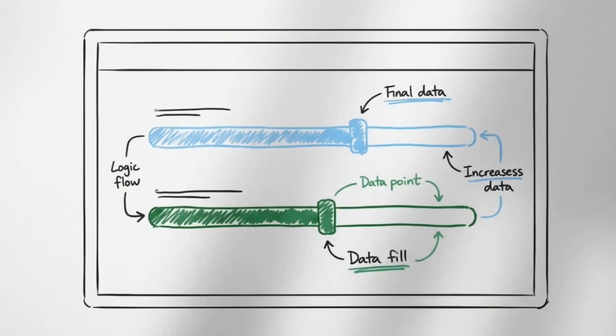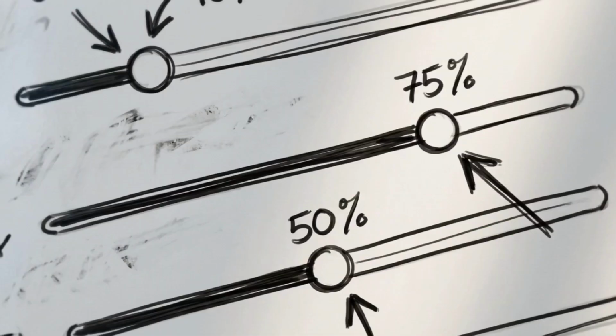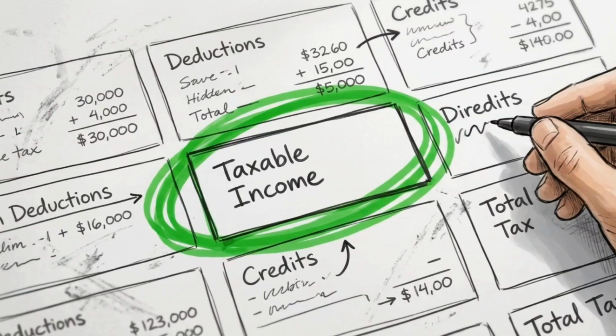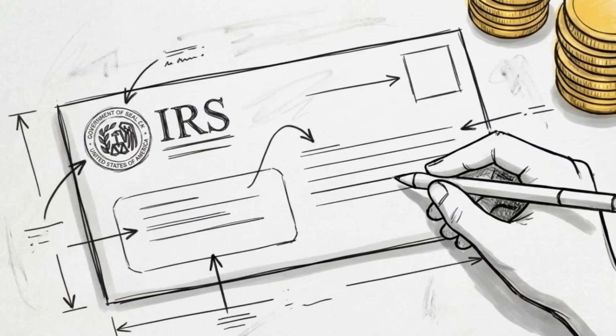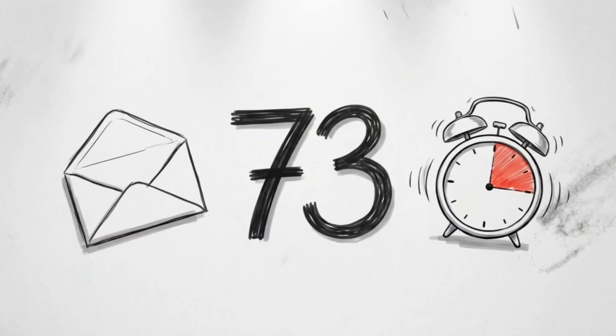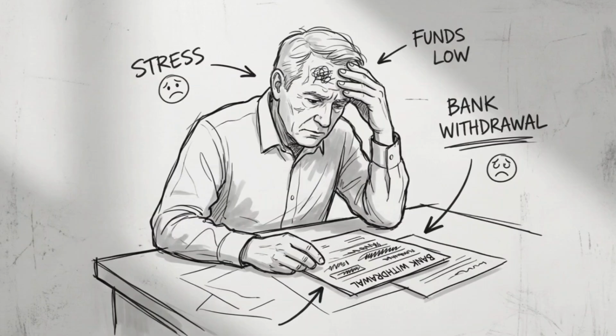For the final step, go to your contribution settings to review your current split between traditional pre-tax contributions and Roth post-tax contributions. A traditional 401k lowers your tax bill today because you contribute pre-tax dollars. However, when you retire and start withdrawing that money, every single dollar is taxed as ordinary income. The government will not wait forever to collect those taxes. At age 73, the IRS enforces required minimum distributions, or RMDs. They force you to start withdrawing money and paying taxes on it, whether you need the cash or not.